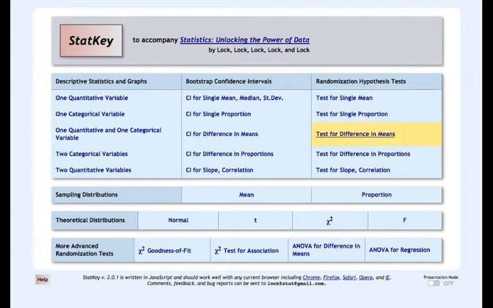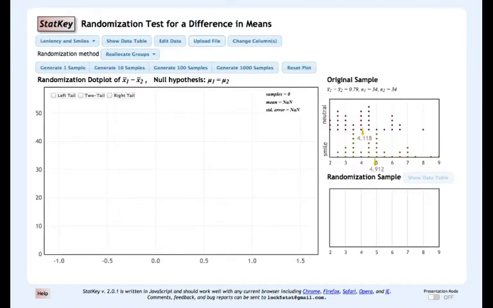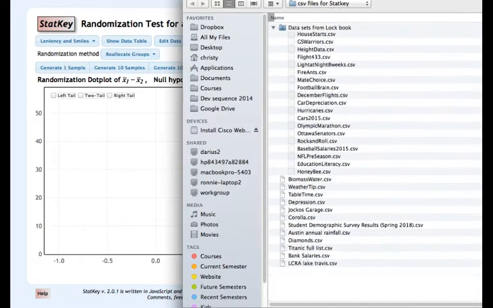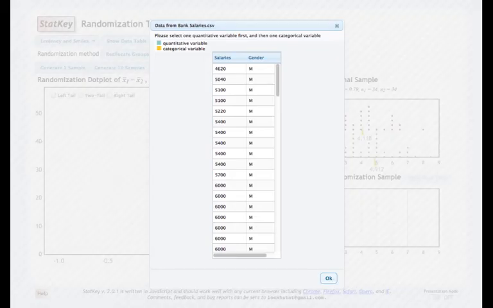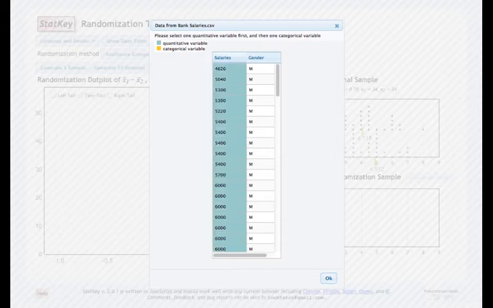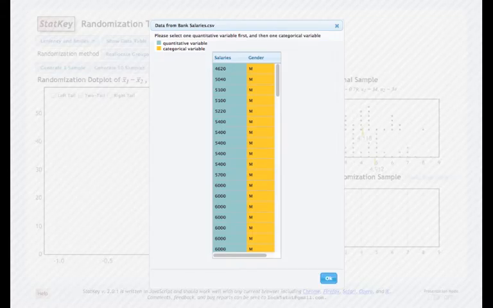So here in StatKey, I'm going to test for difference in means under randomization hypothesis tests, and I'm going to upload this file, which you may have had to download first. This is not in the logbook, so I don't look in the datasets from logbook folder, but I'm going to pull it from this shorter list of datasets of mine. And banksalaries.csv is the correct one. I'm going to select salaries as my quantitative variable and gender as my categorical variable.